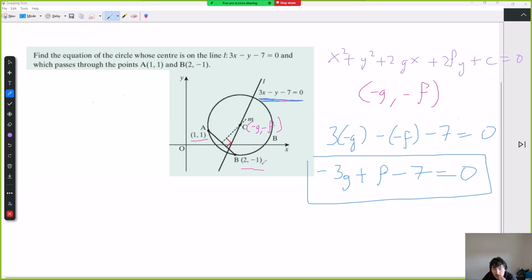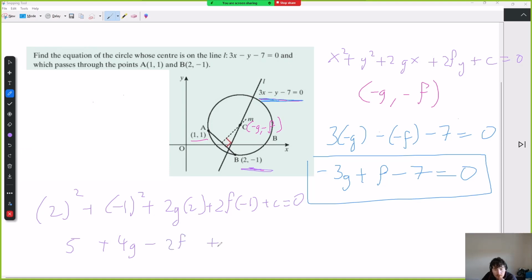I'll just do this for maybe this point here, and then I'll pause for the other one. So what we do is we put 2, minus 1 in for x and y, and you show it neatly for the examiner like this. 2 squared plus minus 1 squared plus 2g bracket 2 plus 2f bracket minus 1 plus c equals 0. You tidy that up, you'll get a 5 there, 4 plus 1. You get a 4g here. You get a minus 2f. And you get a plus c equals 0.